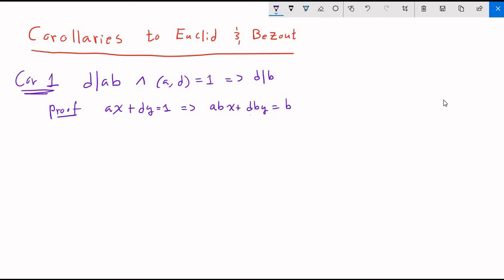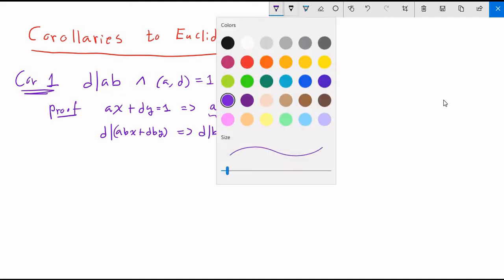Well, I know that d clearly divides d times b times y, because there's a d in the factor there. And by assumption, d divides a times b. So that means that d divides the sum, that is, d divides a times b times x plus d times b times y. But as we can see from the equation, that's just the same thing as b. And we get our conclusion that d divides b.